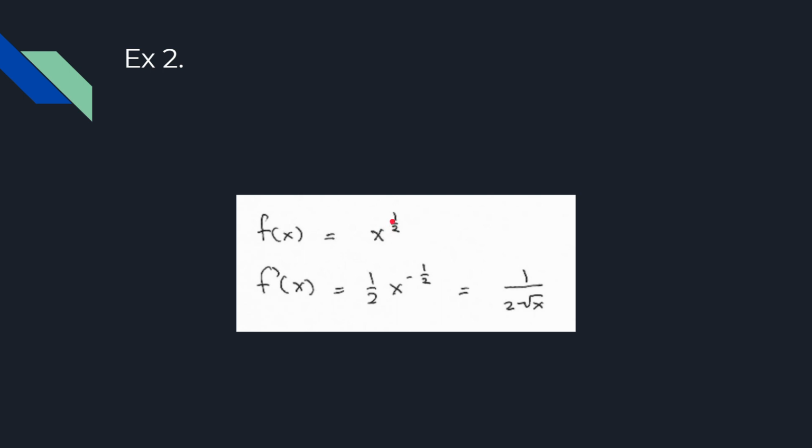Drag this exponent down, let it be the coefficient, as you see here, and then subtract 1 from 1/2, which gives you negative 1 over 2. You're going to simplify this because, well, it's okay to leave it like this, but generally we like to have it as one nice expression without a negative exponent. It's fine, but this just looks a bit cleaner.